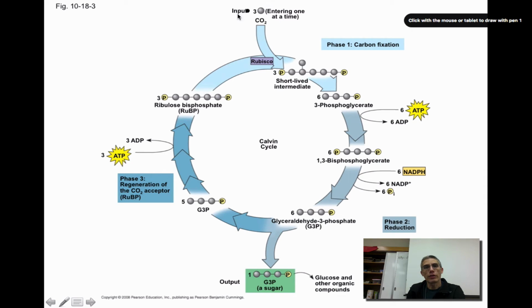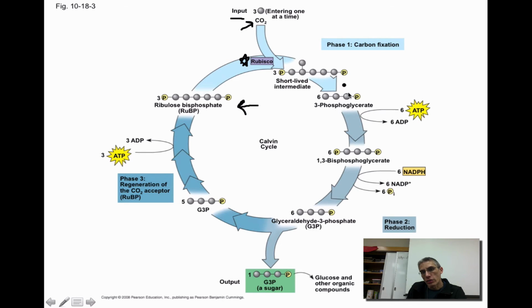So if we start way up here at the top, you're going to notice that we have the input of a CO2 molecule into the Calvin cycle, and it's going to enter one at a time. As it enters the cycle, here's that special enzyme that we referred to called rubisco. Rubisco is going to take the carbon on that CO2 and add it to this molecule that you see over here on the left called RuBP. That is going to cause a very short-lived 6-carbon intermediate molecule to be formed.